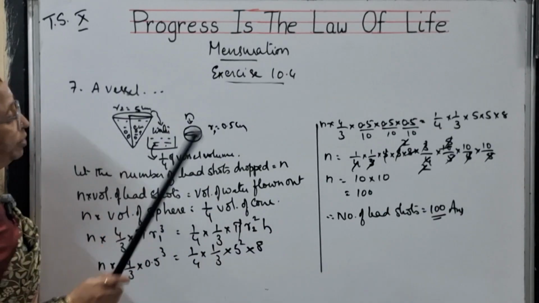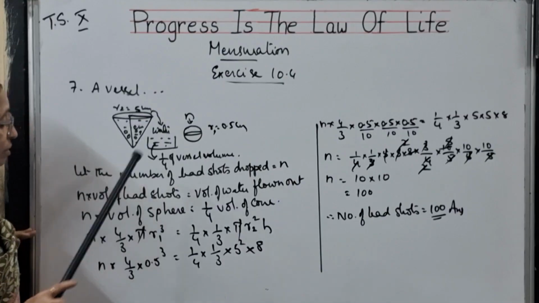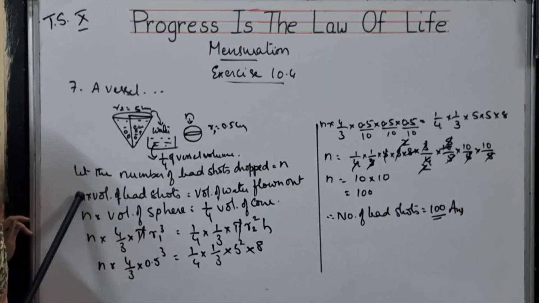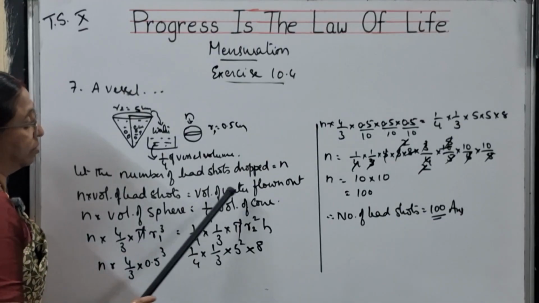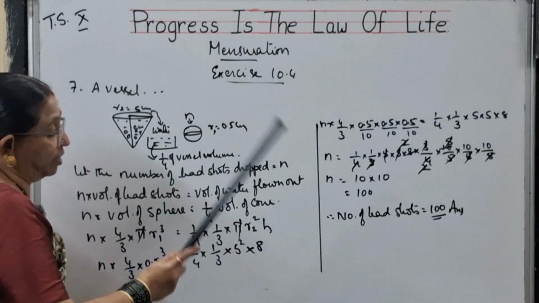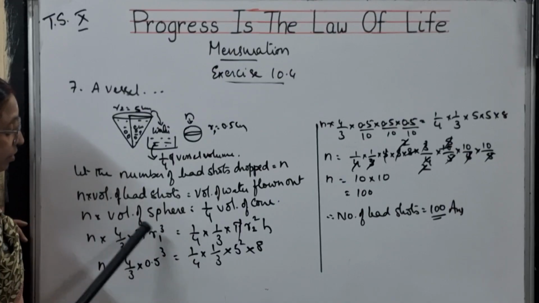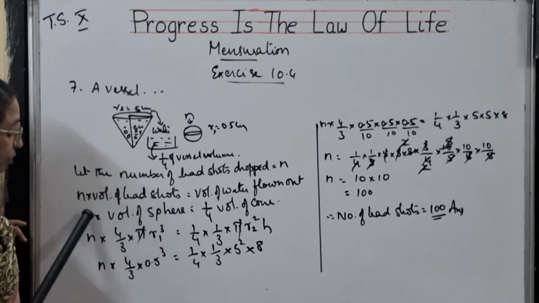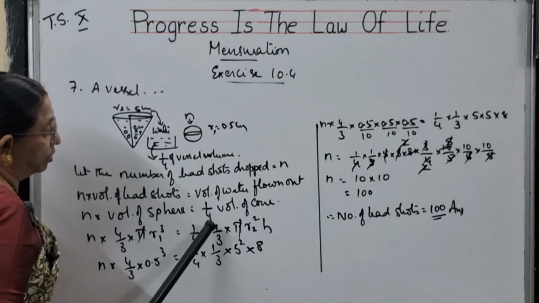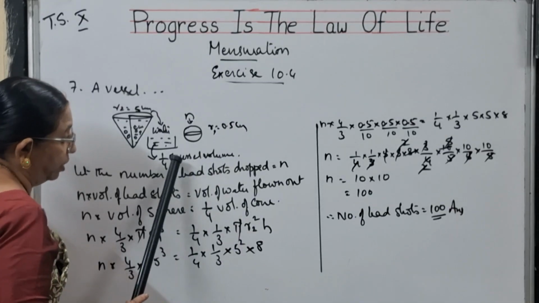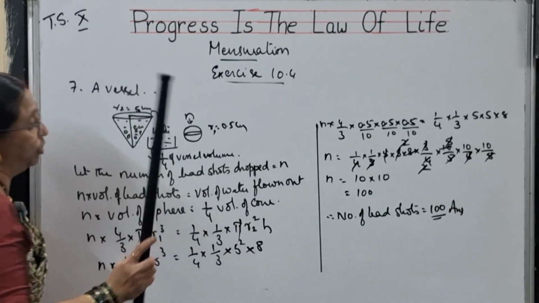Now the question is how many lead shots are kept in it. So let the number of lead shots dropped be n. So n times the volume of a lead shot is equal to the volume of water flown out. Now this is Archimedes principle. Lead shots are in the form of spheres, so n into the volume of sphere is equal to 1/4 of the volume of the cone, because they have told that 1/4 of the vessel volume.